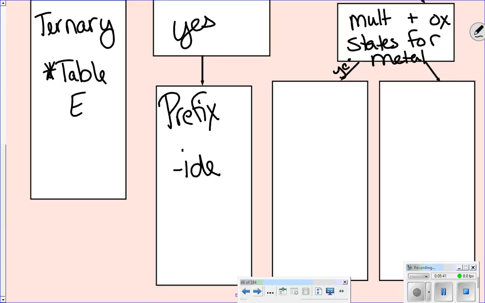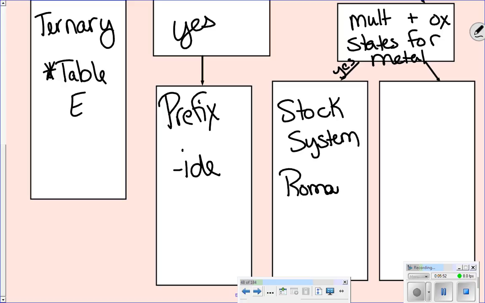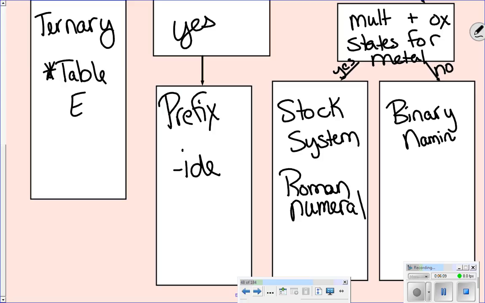If the answer to this is yes, then we are going to use our Stock system naming, which remember we'll be using a Roman numeral. And generally, if it comes from the periodic table, we will still change its ending to -ide. If the answer to this is no, we will use simple binary naming, which is simply name the first thing, name the second thing, change the ending to -ide.